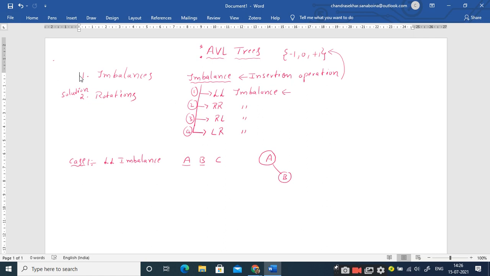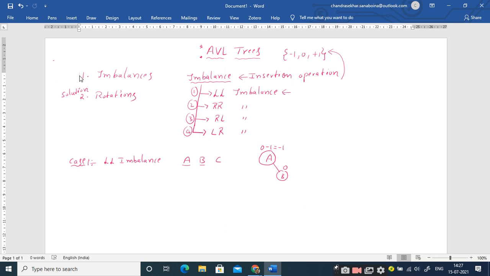And after placing this, you should find the balance factor of each and every node. Even before this insertion of B, what is the balance factor of A? 0, sir. And after inserting B as the right child of A, what happens to the balance factor of B? It is 0 only. 0, sir. A is minus 1. Balance factor of A is the height of the left subtree, which is 0, minus the height of the right subtree, which is 1, and it ultimately leads to minus 1.